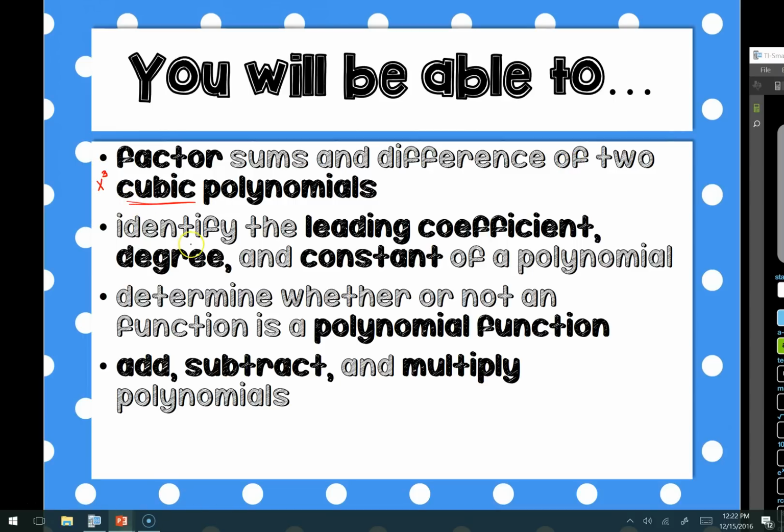We are also going to identify leading coefficients, degrees, and constants in a polynomial. We're going to look at a function and decide whether or not it is a polynomial, and we're going to then add, subtract, and multiply polynomials.